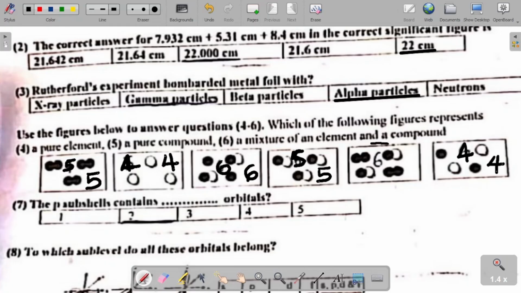So where do we put this one here? This is not a pure compound, neither is it a mixture of an element and a compound. So there's nothing for this. So this should have been left blank.